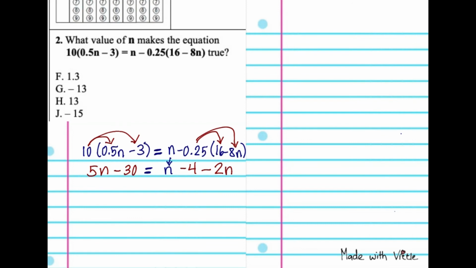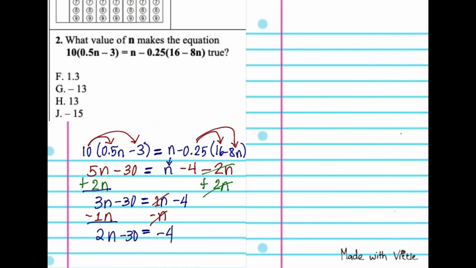Eliminate the minus 2n by adding 2n on both sides. You may eliminate this 1n by subtracting 1n on both sides. Now you want that n or 2n to be alone, so you want to go ahead and add 30 here to eliminate that negative 30. Do the same thing on the other side. Now, to have that n all by itself, you have to go ahead and divide by 2. You're doing the opposite of multiply.